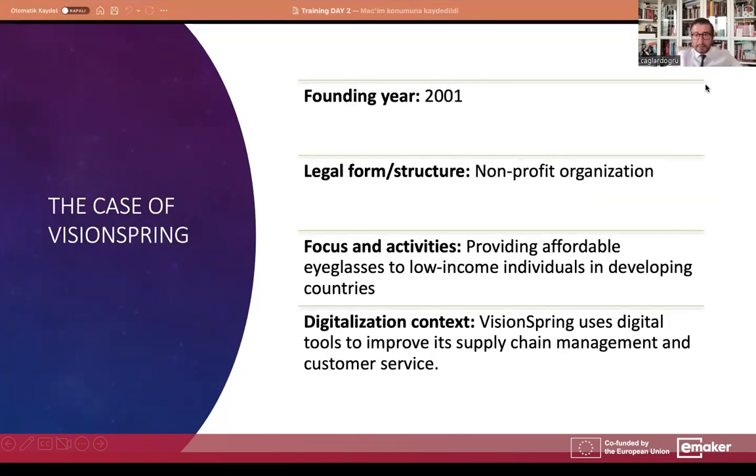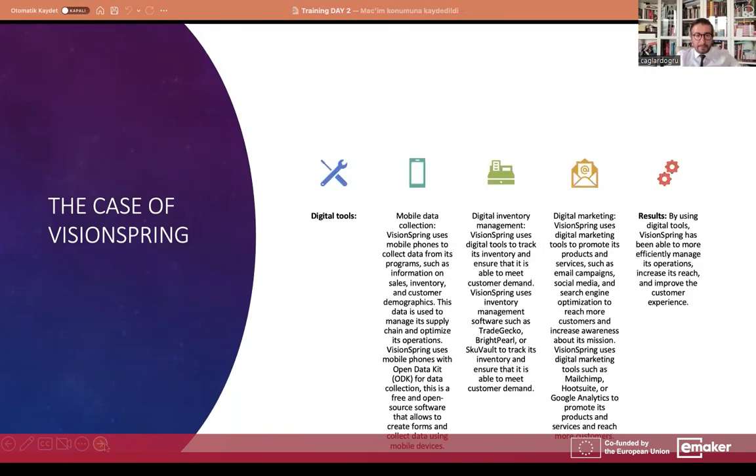So in another example, there is VisionSpring. Let's have a look at that. What are they doing? They are trying to provide affordable eyeglasses to low-income individuals in developing countries. It's also an interesting idea here. What's the context here? They use digital tools to improve their supply chain management and customer service. How is it achieved? It's achieved by mobile data collection, digital inventory management, and digital marketing.